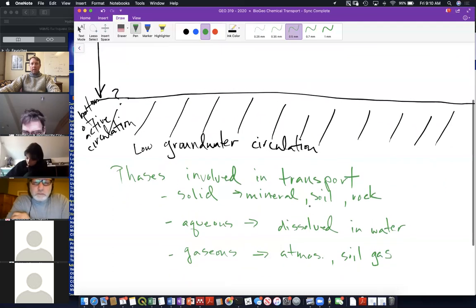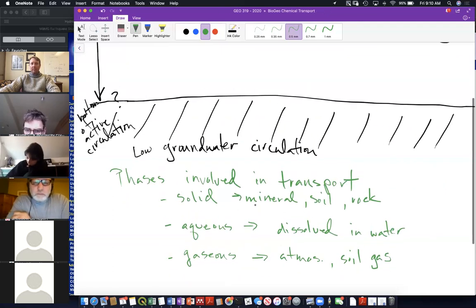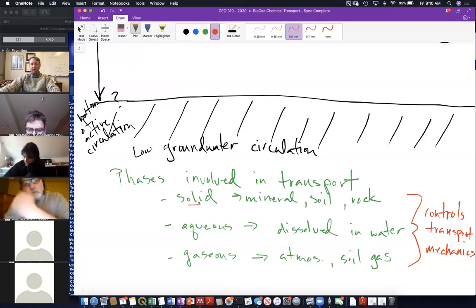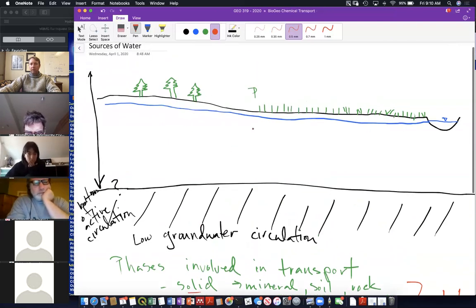Okay, so each one of these phases gets a different transport mechanism. So this controls, as an example, how do you transport, say, solid phosphorus? How do you get that phosphorus into the stream?